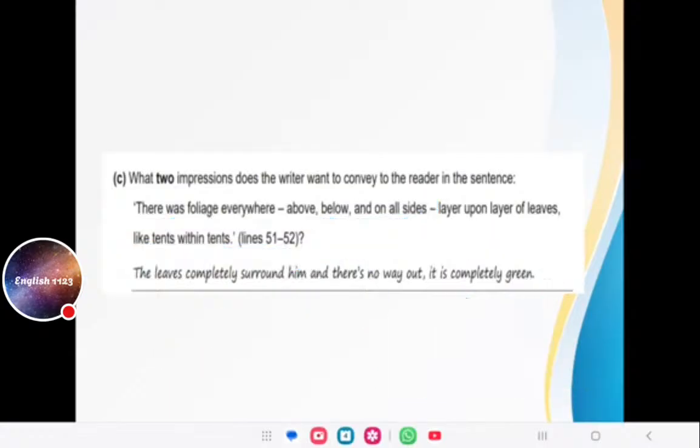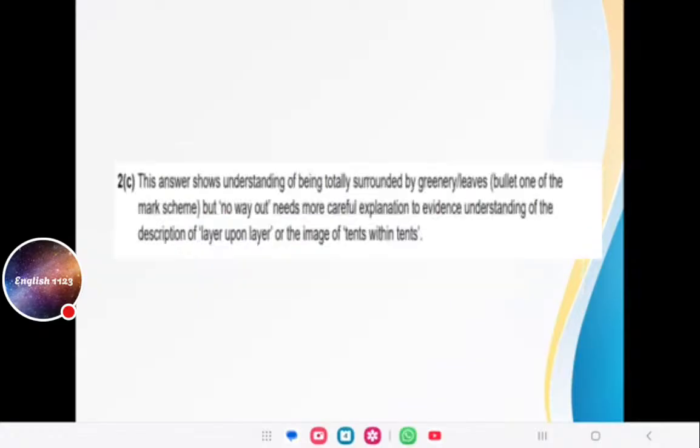Now, look at the explanation from the examiner. So, this was question 2C. This answer shows understanding of being totally surrounded by greenery or leaves. That is bullet 1 in the mark scheme.